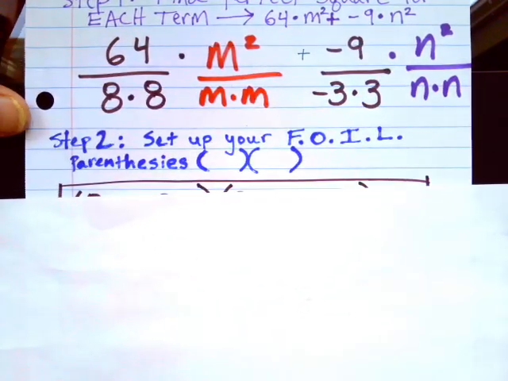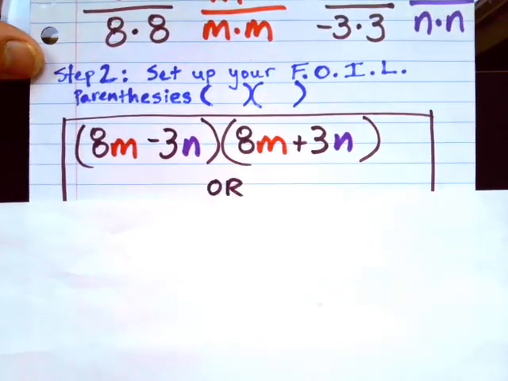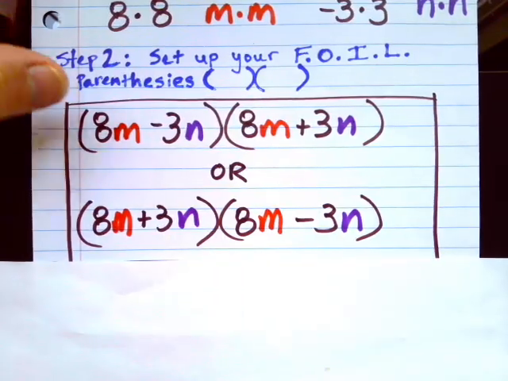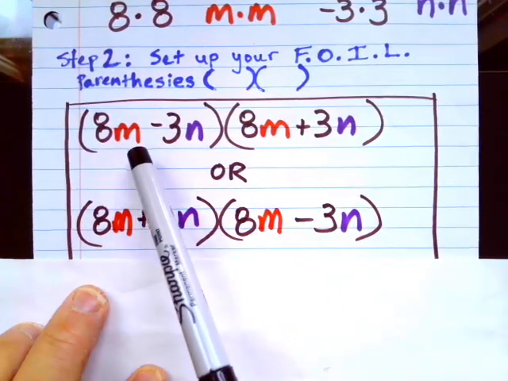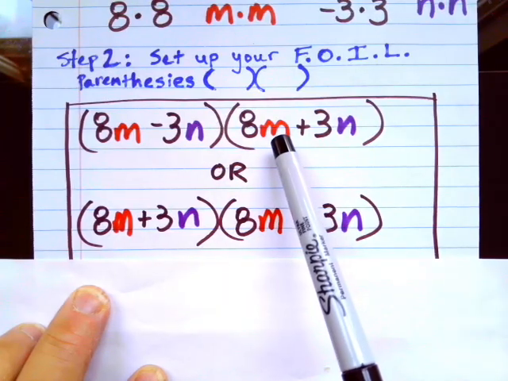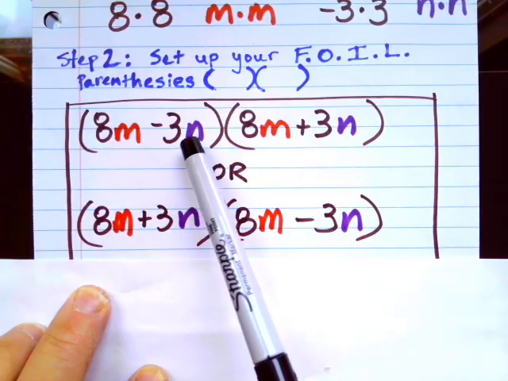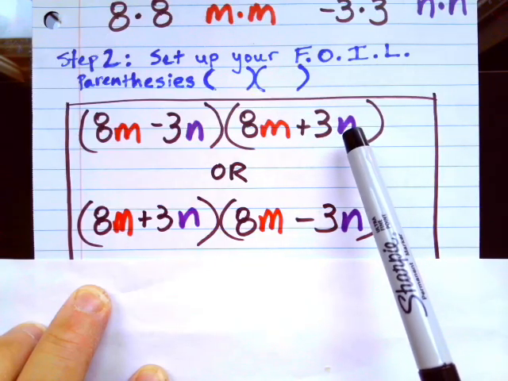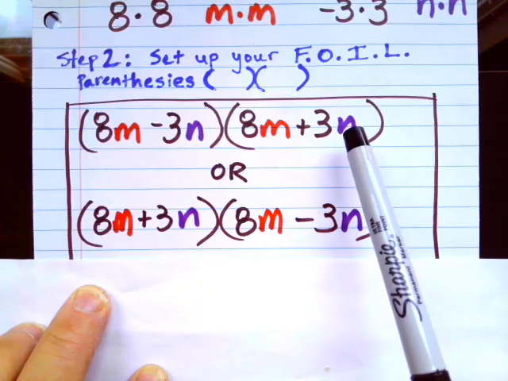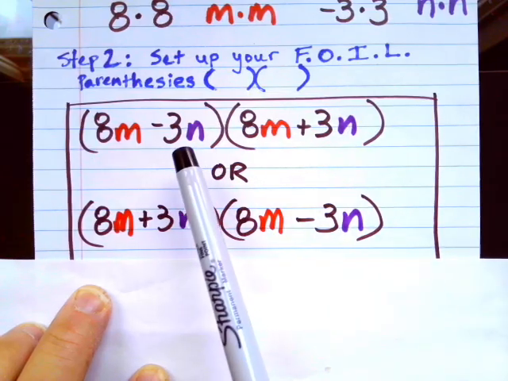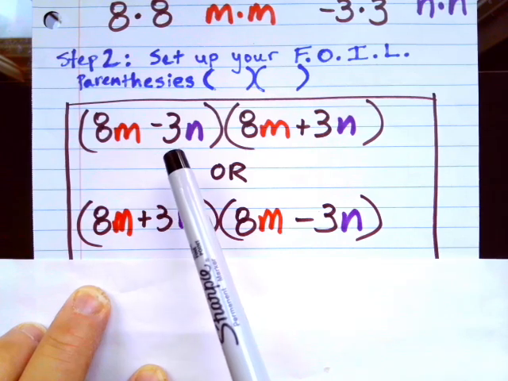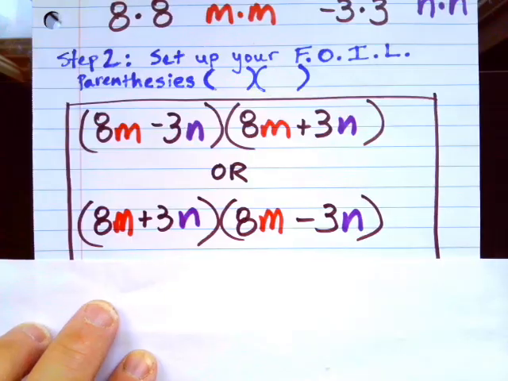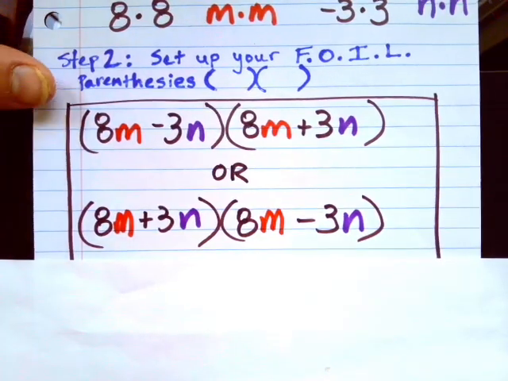As we go through here, set up your FOIL like I have above, and you can see now here. 8m times 8m gives me 64m squared. Negative 3n times a positive 3n gives me negative 9n squared. And if you were to FOIL this out, you'd end up with a negative 24mn, a positive 24mn, which would give you 0 in the middle of the term that we started with.